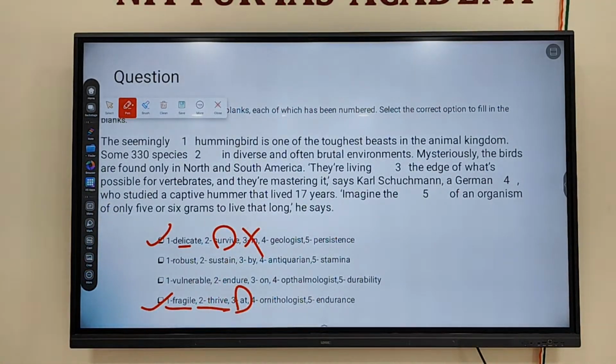They are living at the edge of what's possible for vertebrates and they are mastering it. This author studied the captive hummer and lived 17 years.